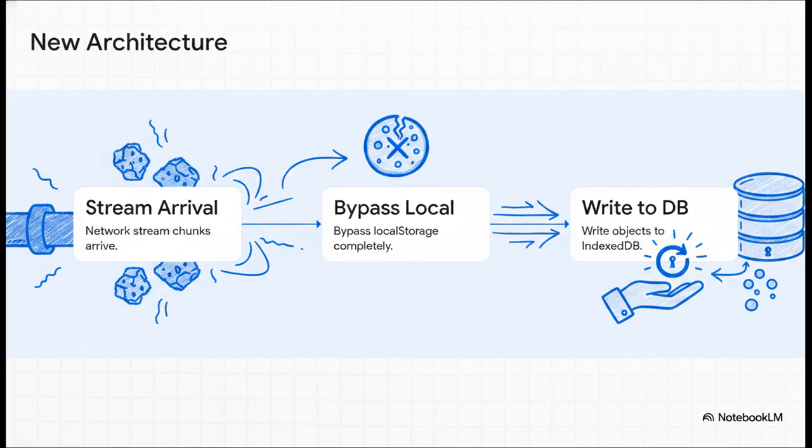For step 3, he marries the Streams API directly to an IndexedDB transaction. By using a modern promise-based utility, he can write those raw objects straight into the database the literal microsecond they drop out of the network pipe.